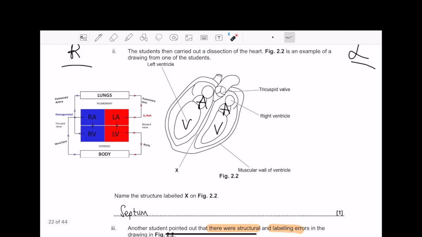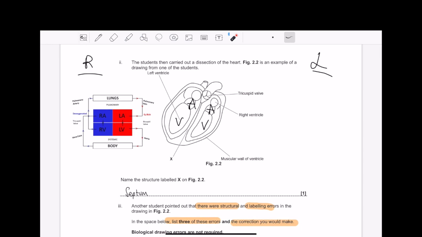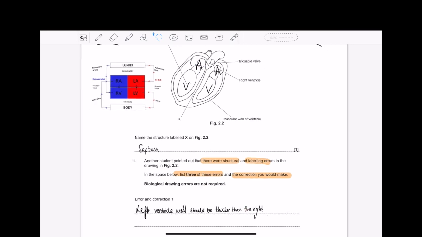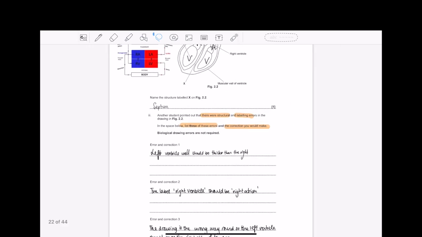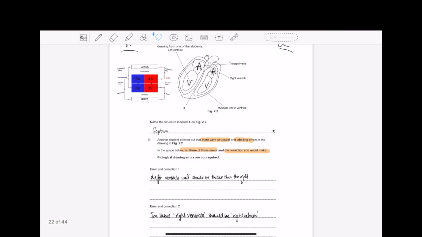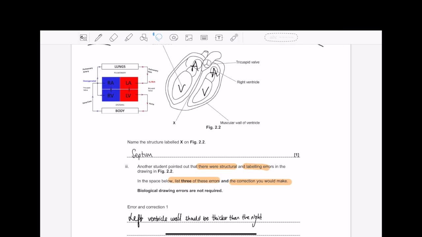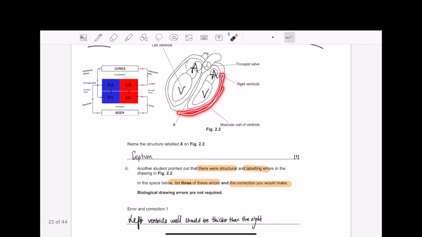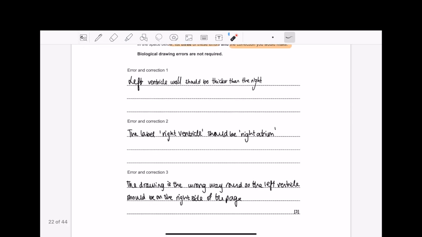So that's one point. The next point you can say is over here. It's saying that's the right ventricle. Well, no, it's not. That is the atrium. So you can say that the label right ventricle should be right atrium. Next thing is the fact that the left ventricle wall should be thicker than the right. Why? Because blood is being pumped around the body, higher pressure, so it needs to be thicker. Okay, we've already got 3 points at that.